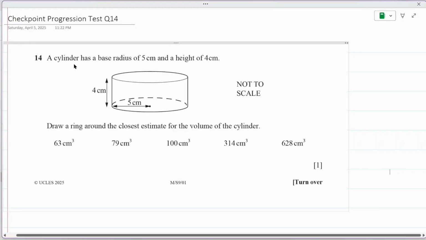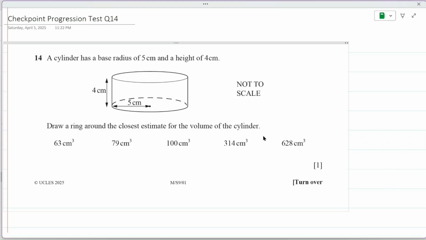Question 14. A cylinder has a base radius of 5 and a height of 4. This is the base radius, that's 5, and a height of 4. Draw a ring around the closest estimate for the volume of the cylinder. You're not allowed to use a calculator, so you have to solve this manually. And you have to be very fast because of the time given to you.